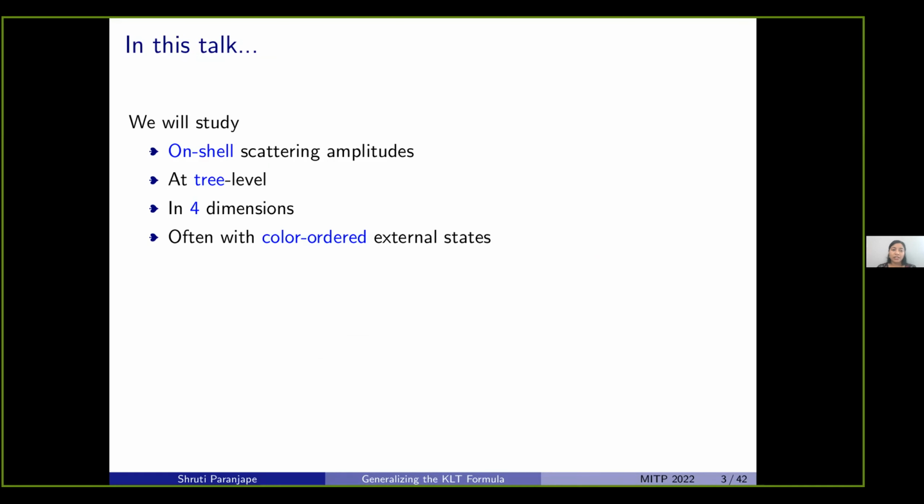Okay. So just so that we are all thinking about the same things, I just want to make it clear that I'll be talking about on-shell scattering amplitudes only at tree level in 4 dimensions. And often they'll have color ordered external states, and those external states, if they carry any group structure, will be adjoint.